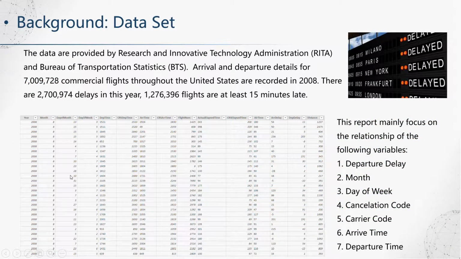But first, let me introduce our data. The data is provided by RITA and BTS. Arrival and departure details for about 7 million commercial flights throughout the United States were recorded in 2008. There are about 2.7 million delays in this year, and about 1.2 million flights were at least 15 minutes delayed, and about 137,000 flights were cancelled.